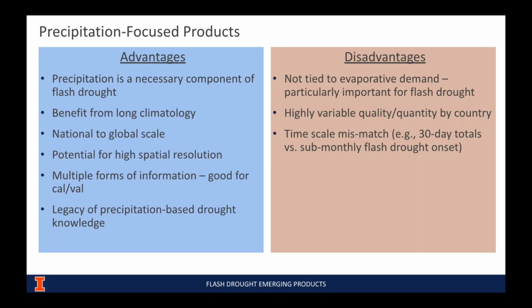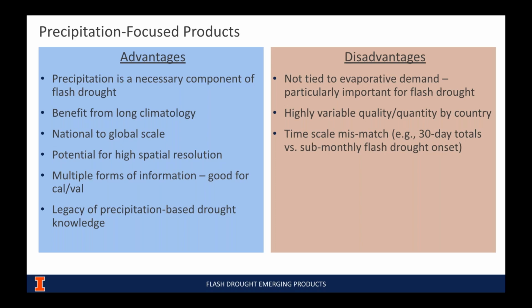All right, so then on the other side, when we think about flash drought as an atmospheric driven event, we think of the other side of evaporative demand as precipitation. The advantages of precipitation focused products is that precipitation is a necessary component of drought. It's the same with flash drought. Precipitation products also tend to benefit from a long climatology. We've been measuring precipitation in many places around the US and globally for a long time now.